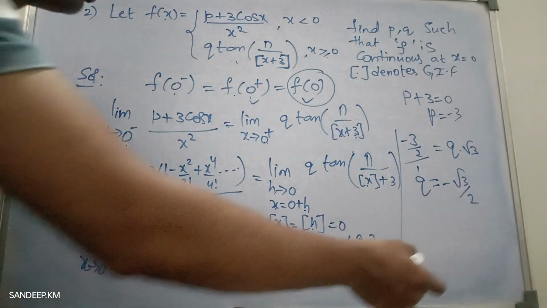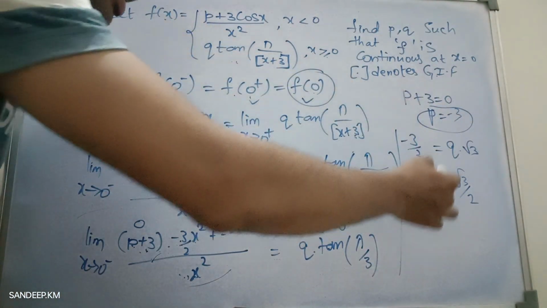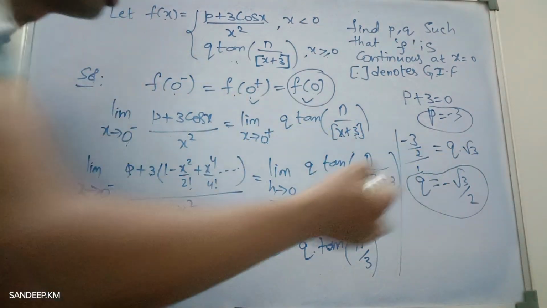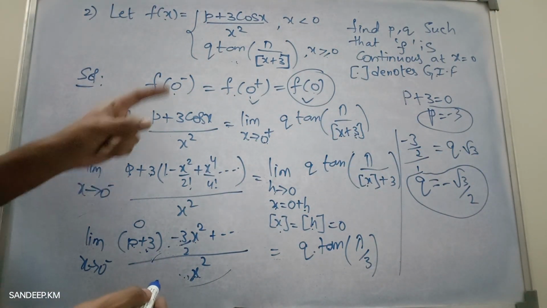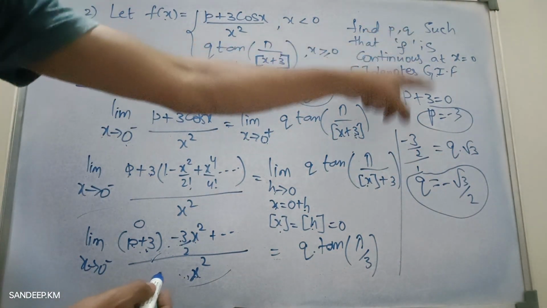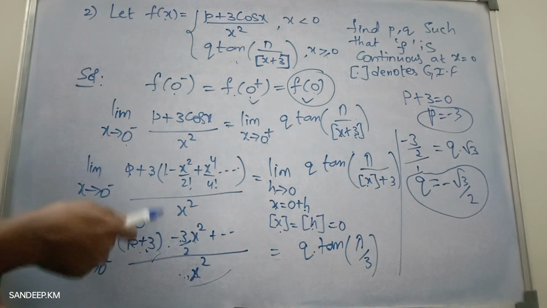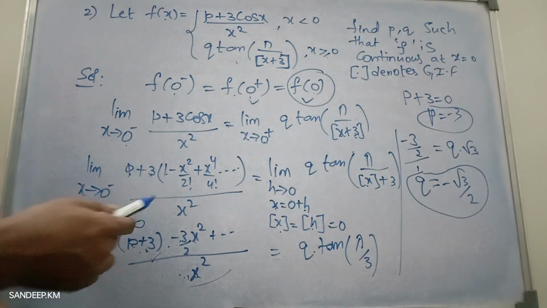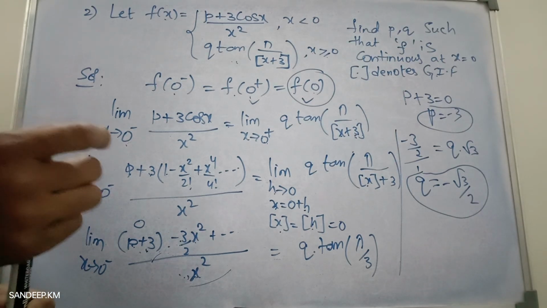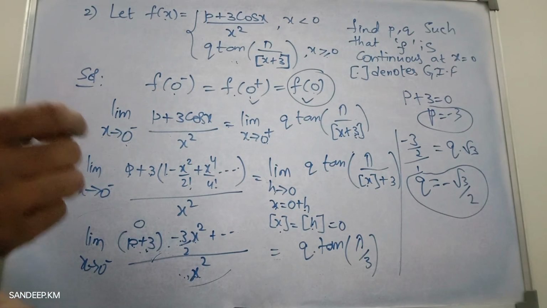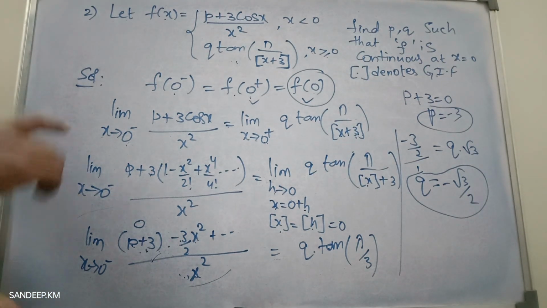The solution is over, dear students. P value is minus 3 and q value is minus root 3 by 2. They told us to find the values of p and q. P is minus 3 and q is minus root 3 by 2. If you want more clarity about these solutions, do check the video of limits using expansions in the playlist of the limits chapter. Okay, fine, we'll go with the next question.